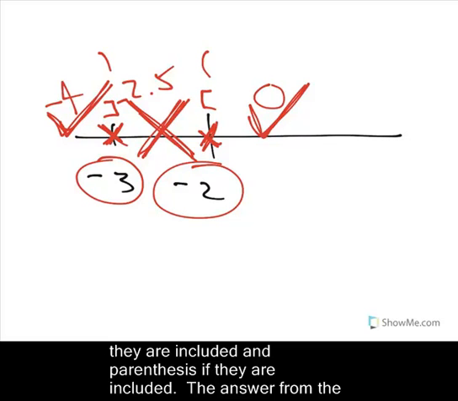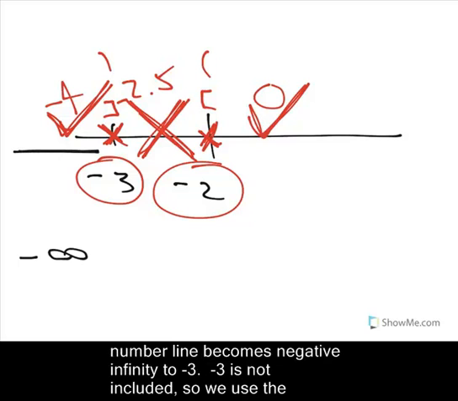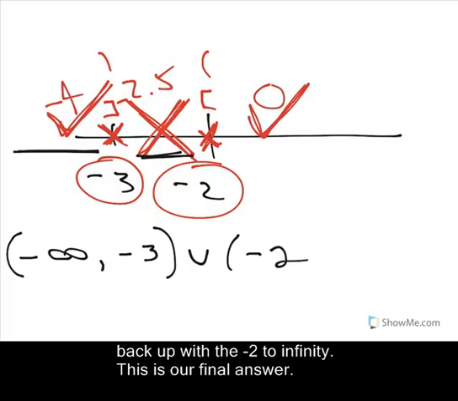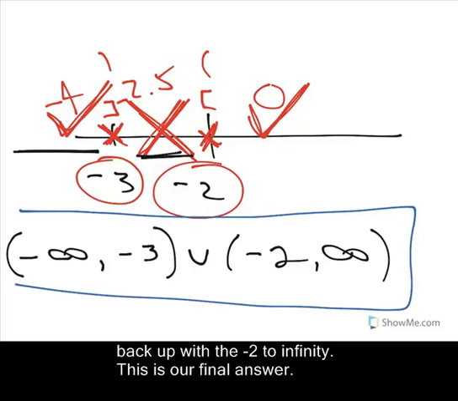So when we go back and we try to write our original answer, we have this interval over here, which goes from -infinity to -3, but the -3 is not included. We have a big gap here where the X is, and every time there's a gap, we put a union symbol. Then we pick back up with the -2, but it is not included again, so we put a parenthesis, and it goes all the way out to infinity. So this is our final answer in this problem.